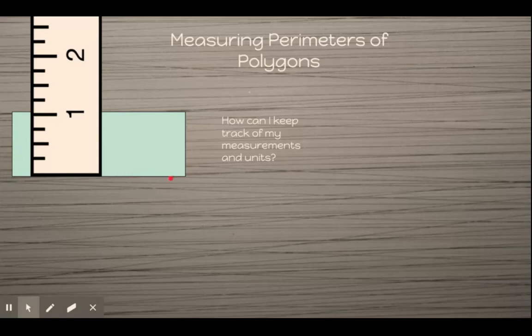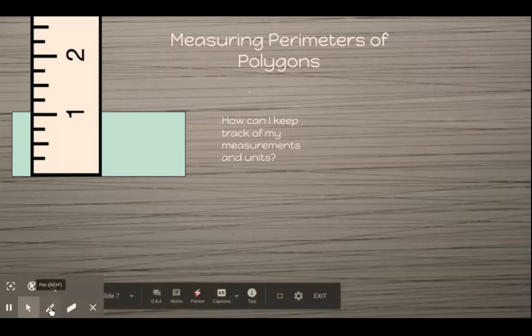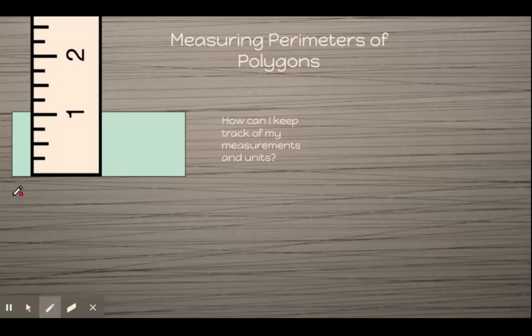Now, we're going to need to be able to keep track of all of these sides. This shape is a rectangle. It has 4 sides. So I'm going to be able to measure and then write my measurements off to the side. So this rectangle starts out, the ruler is at the edge. It goes to about the 1 inch mark. So I'm just going to write a 1 off to the side.